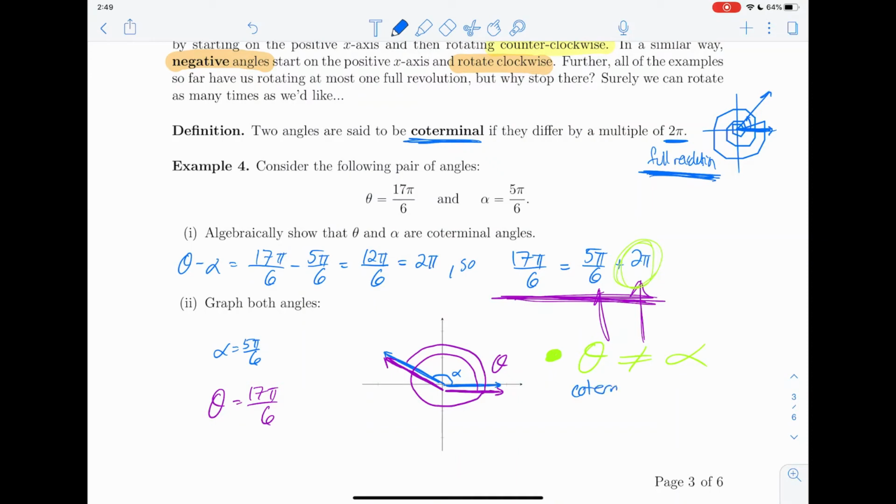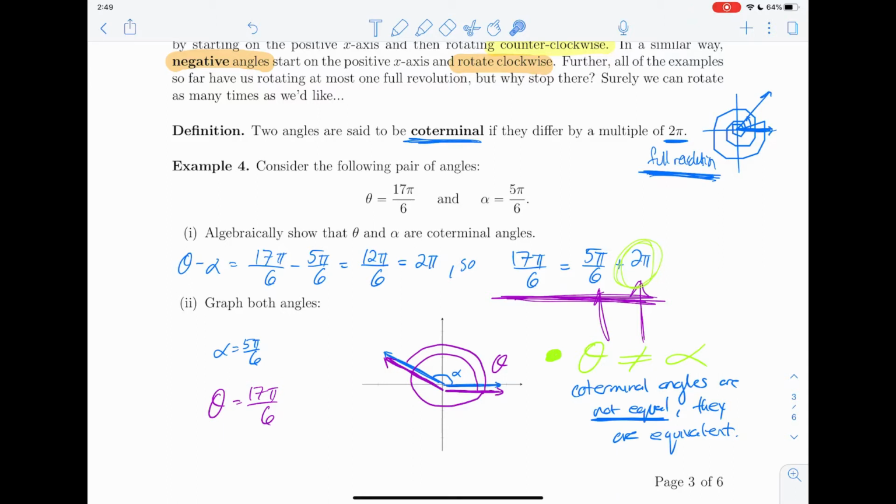Let me write that down. Coterminal angles are not equal. They are, and we're going to now use this word, equivalent. In mathematics, there is a difference between two quantities being equal and two quantities being equivalent. Equal means you can literally join them using an equal sign. Equivalent means they're representing the same thing, but they're not exactly the same object. And so coterminal angles fit that bill.